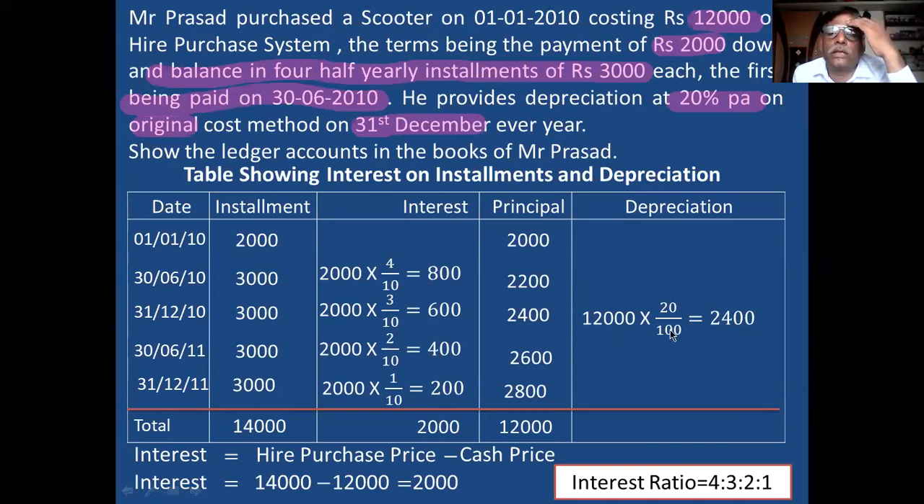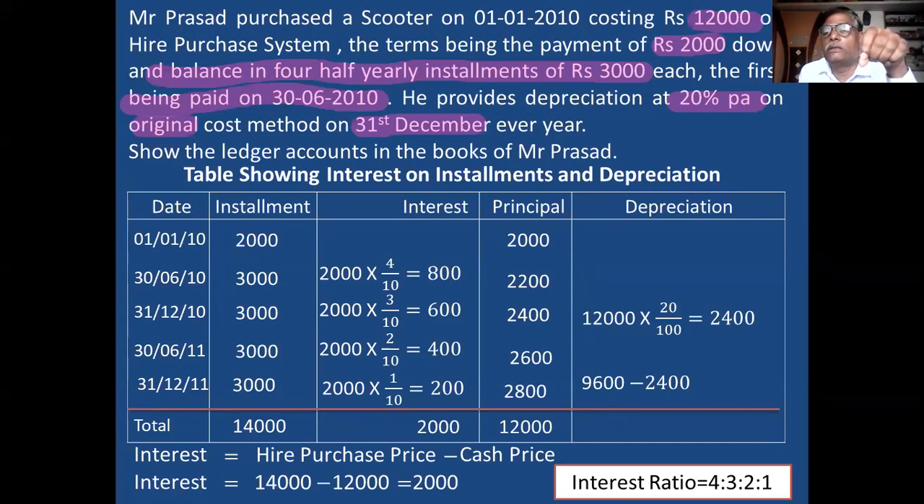Then you deduct this amount. What is the balance for the next year? What is the balance of the asset after deducting the depreciation? Next year depreciation, which line? 31st December 2011. You see here, 9,600 is the balance, minus 2,400. Clear?